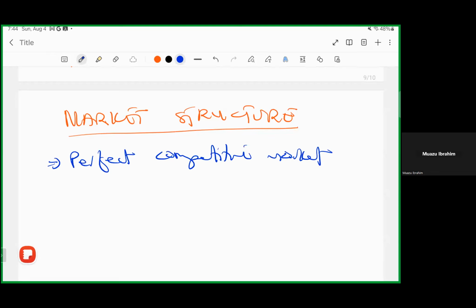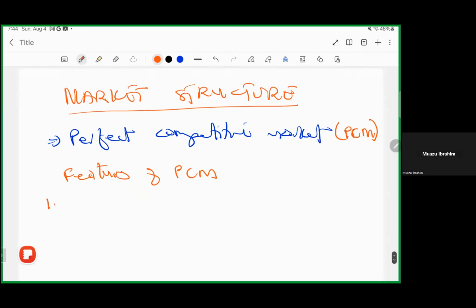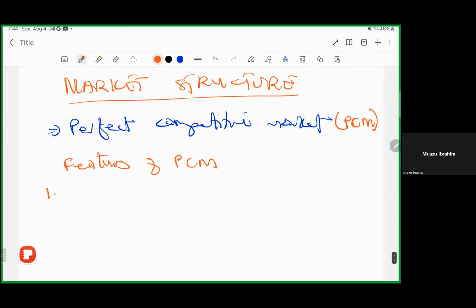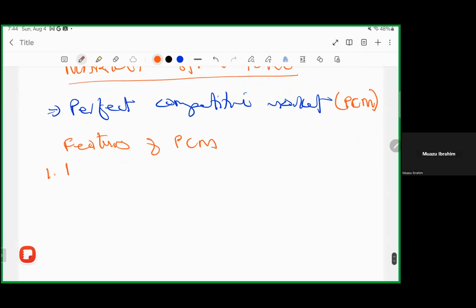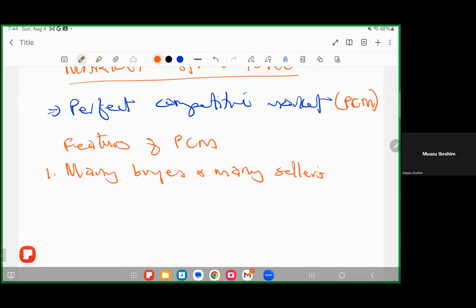Okay, what are the main features of a perfect competitive market? So let's look at the features of a perfect competitive market. One, we are looking at a market that has many buyers and many sellers.